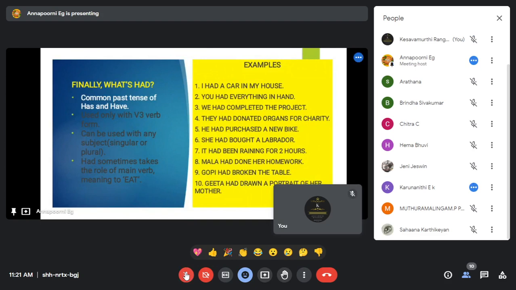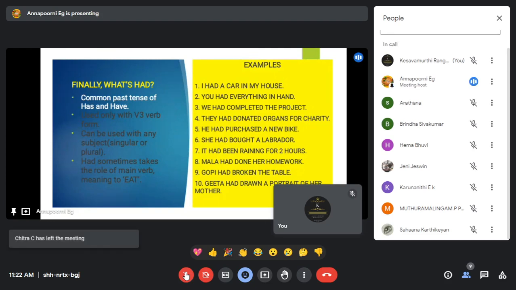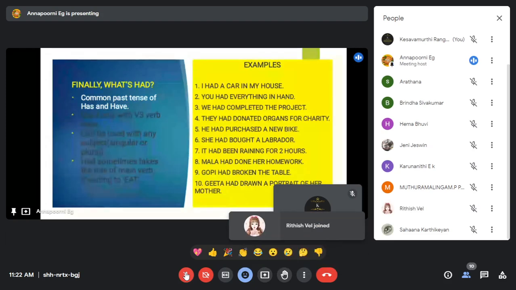I had a car in my house. You had everything in hand. We have completed the project. So here, "I had a car in my house", you are telling the sentence in past tense. So "I had a car". In the first case I said "I have a car", it means எனக்கு ஒரு கார் இருக்கு. But here we are telling "I had a car", which means எனக்கு ஒரு கார் இருந்தது or என் வீட்டில் ஒரு கார் இருந்தது. So you are telling that in past tense.